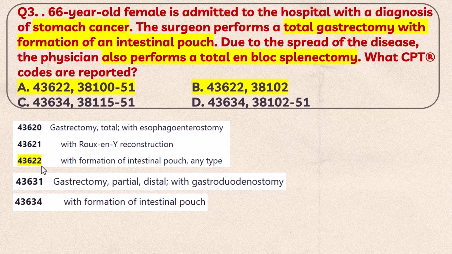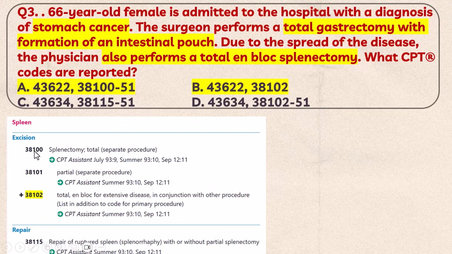So let's check the next code. 38100 is splenectomy, total, separate procedure. 38101 is partial, separate procedure. 38102 is total en bloc for extensive disease, in conjunction with other procedure, list in addition to code for primary procedure. So here it is not just total splenectomy, it says total en bloc splenectomy. So total en bloc splenectomy is mentioned in code 38102.